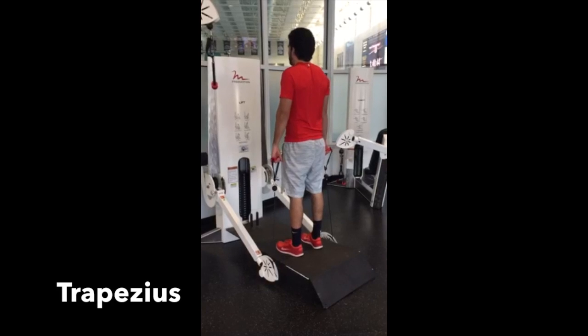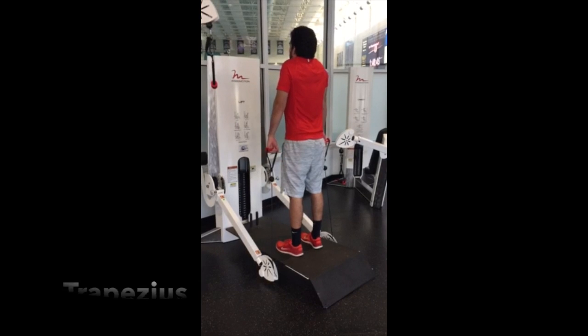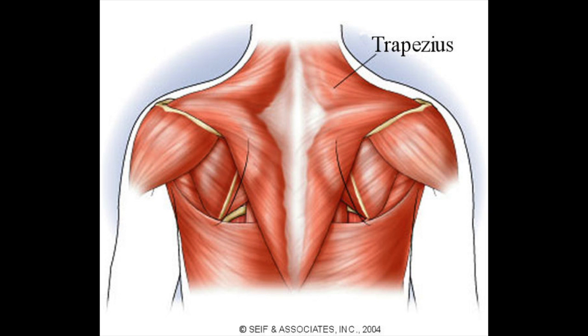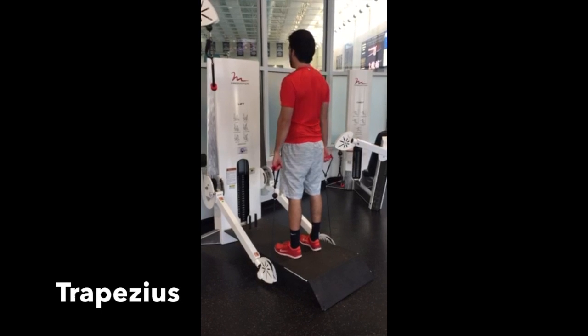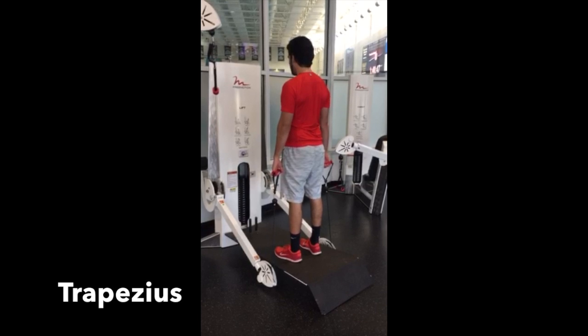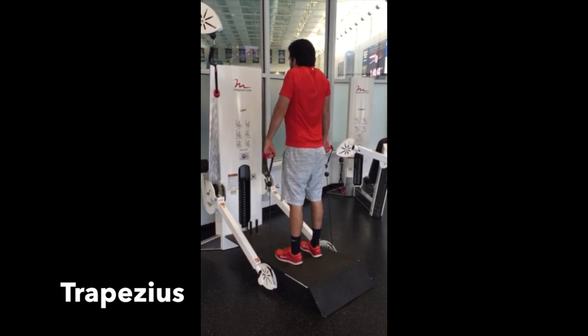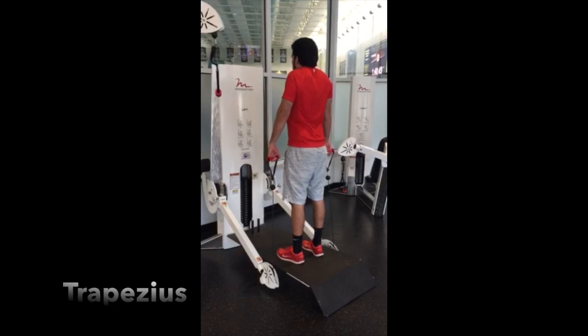The trapezius muscle has fibers that travel in 3 different directions, and therefore, the muscle almost functions as 3 different muscles. The primary function is to elevate, depress, and retract the scapula. The example seen here is shoulder shrugs.